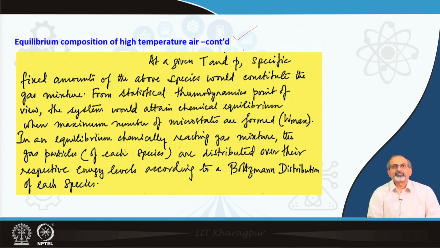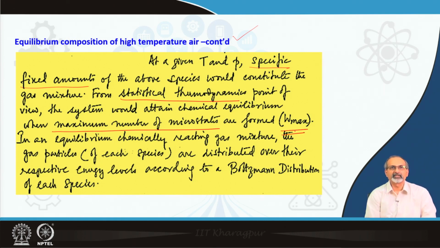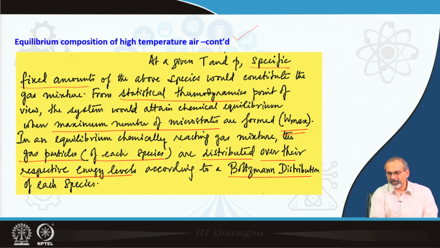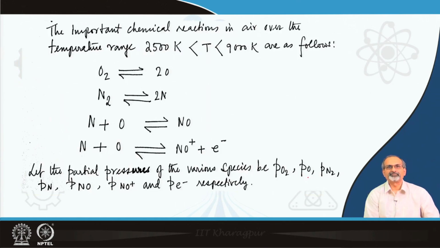Continuing with that point, at a given temperature and pressure, the specific fixed amounts of the different species would constitute the gas mixture. So, that is the broad definition. From a statistical thermodynamics point of view, the system would attain chemical equilibrium when the maximum number of microstates, that means the W max condition, is achieved. The gas particles of each species would be distributed over their respective energy levels according to the Boltzmann distribution, which we have been looking at a few minutes before.